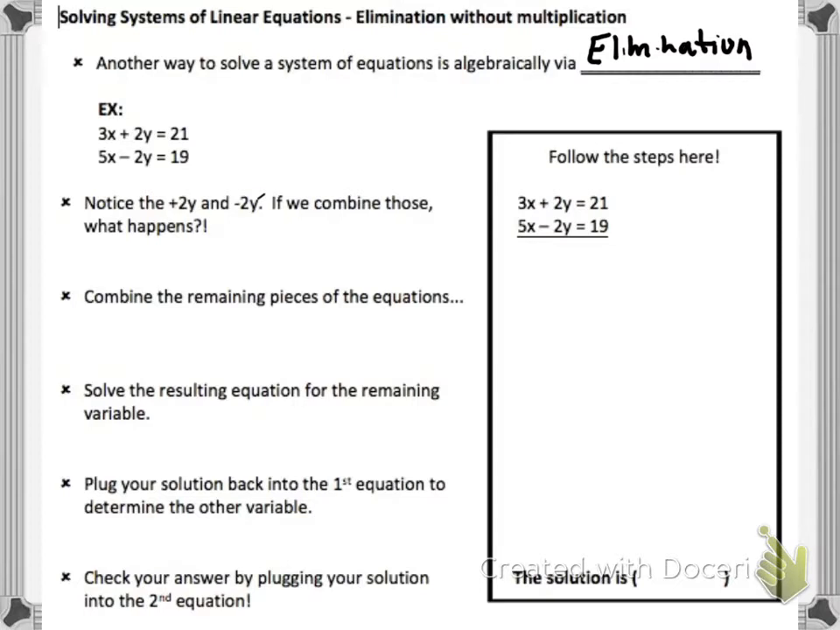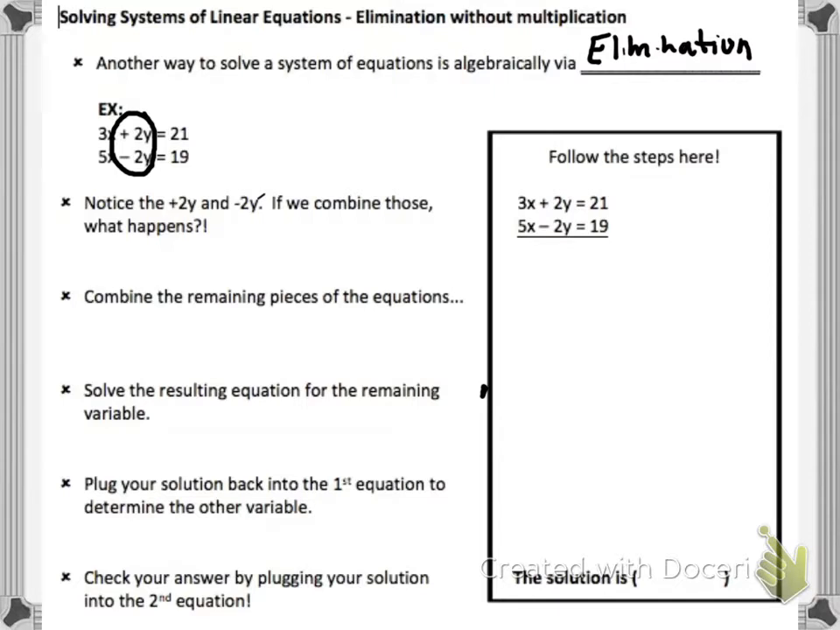An example: 3x plus 2y equals 21, and 5x minus 2y equals 19. Notice the positive 2y and negative 2y. If we combine those, what happens? What we're going to do through elimination is try to find two things that are opposites of each other, in this case positive 2y and negative 2y, and combine the equations through addition.